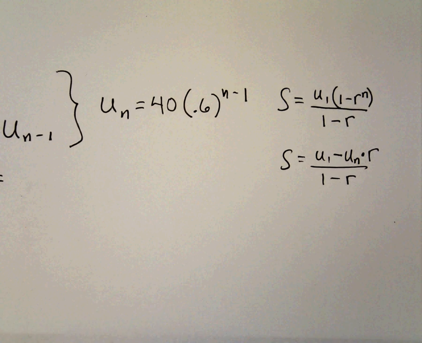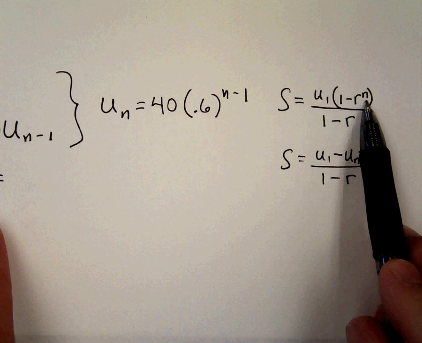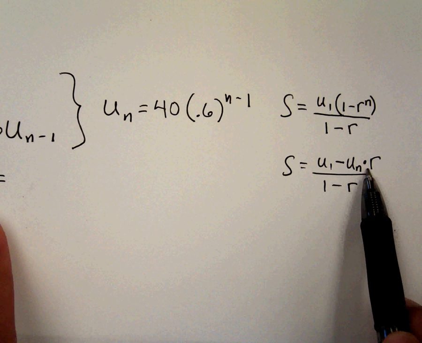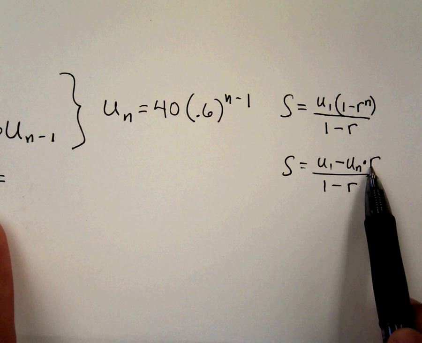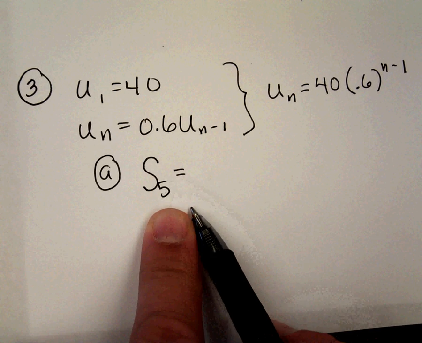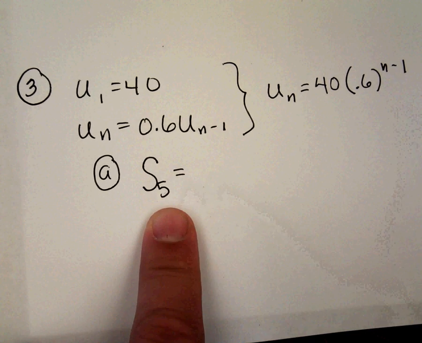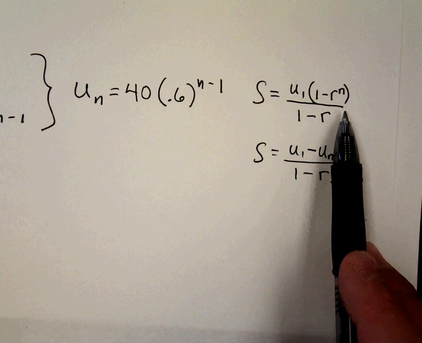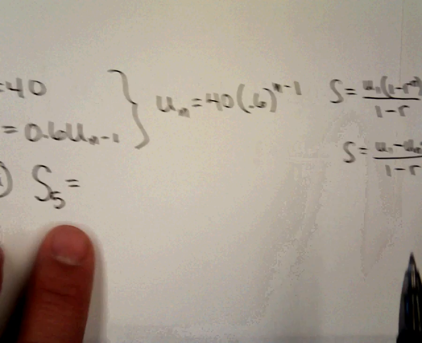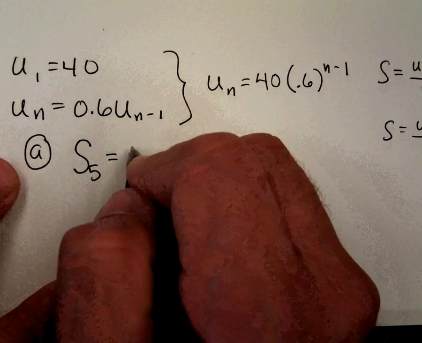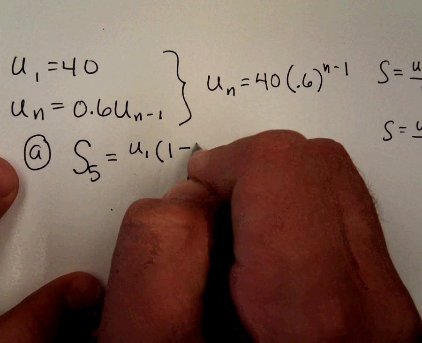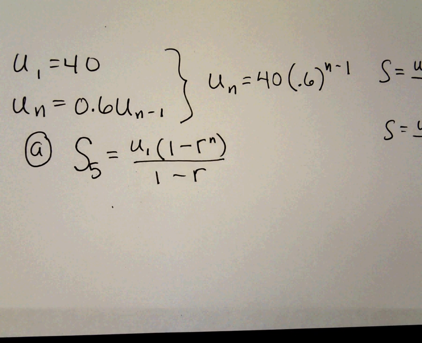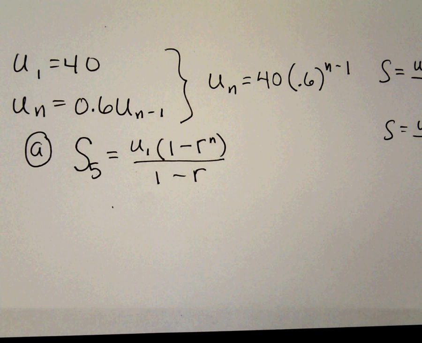Which one would be easier here? The one that relies on how many terms there are, or the one that relies on what the last term is? Okay, we're finding S5. So I think the top one is better because it uses n, and we know n is 5. So the formula is first term times 1 minus r to the n over 1 minus r. This will give you the sum of the first 5 terms of this sequence, or this series.